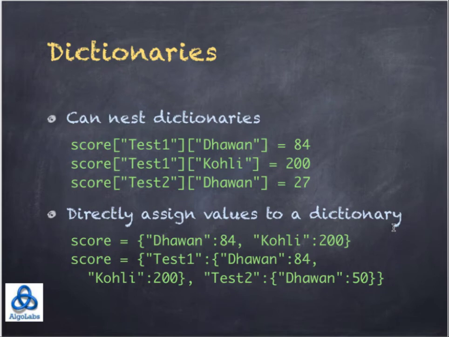So the first one says that take score and assign it to be the dictionary in which the key Dhawan is associated with value 84. The key Kohli is associated with value 200. In the second version, we have two keys at the outer level, test1, test2, and each of these in turn is a dictionary. The inner one in the first case has Dhawan 84, Kohli 200, and the second one has Dhawan 50.